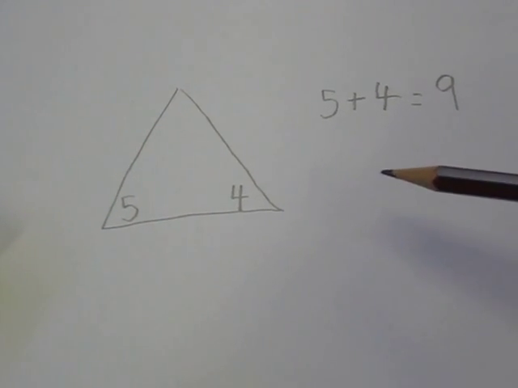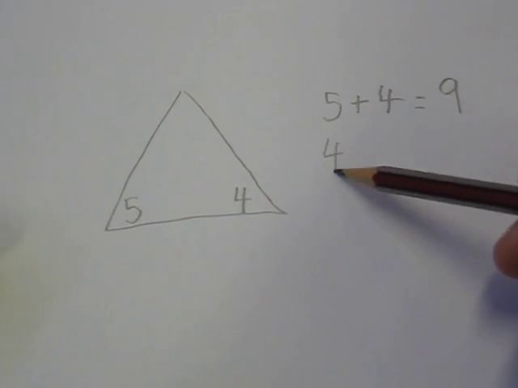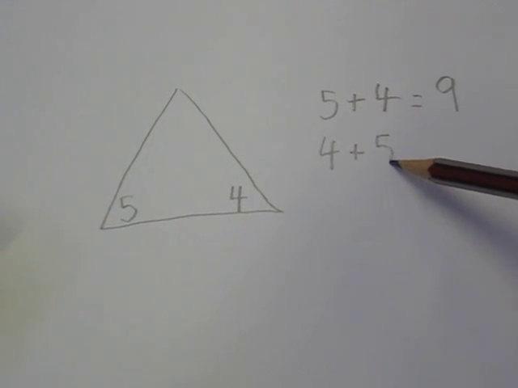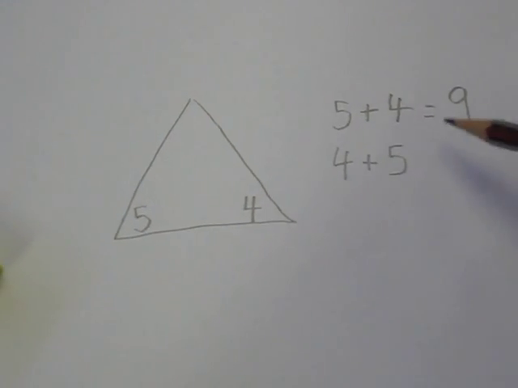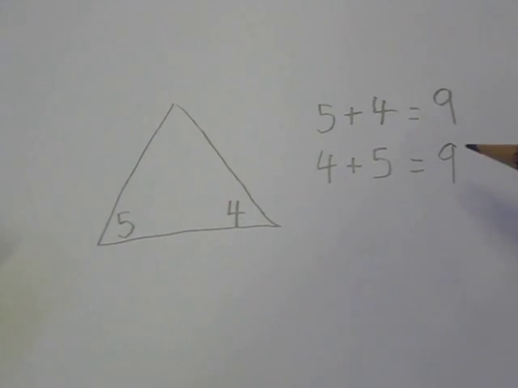And the other way of writing this fact family? Alright, we bring the 4 down first. 4 plus 5. Remember, these change places. And what number should we still get? Equals 9. Perfect.